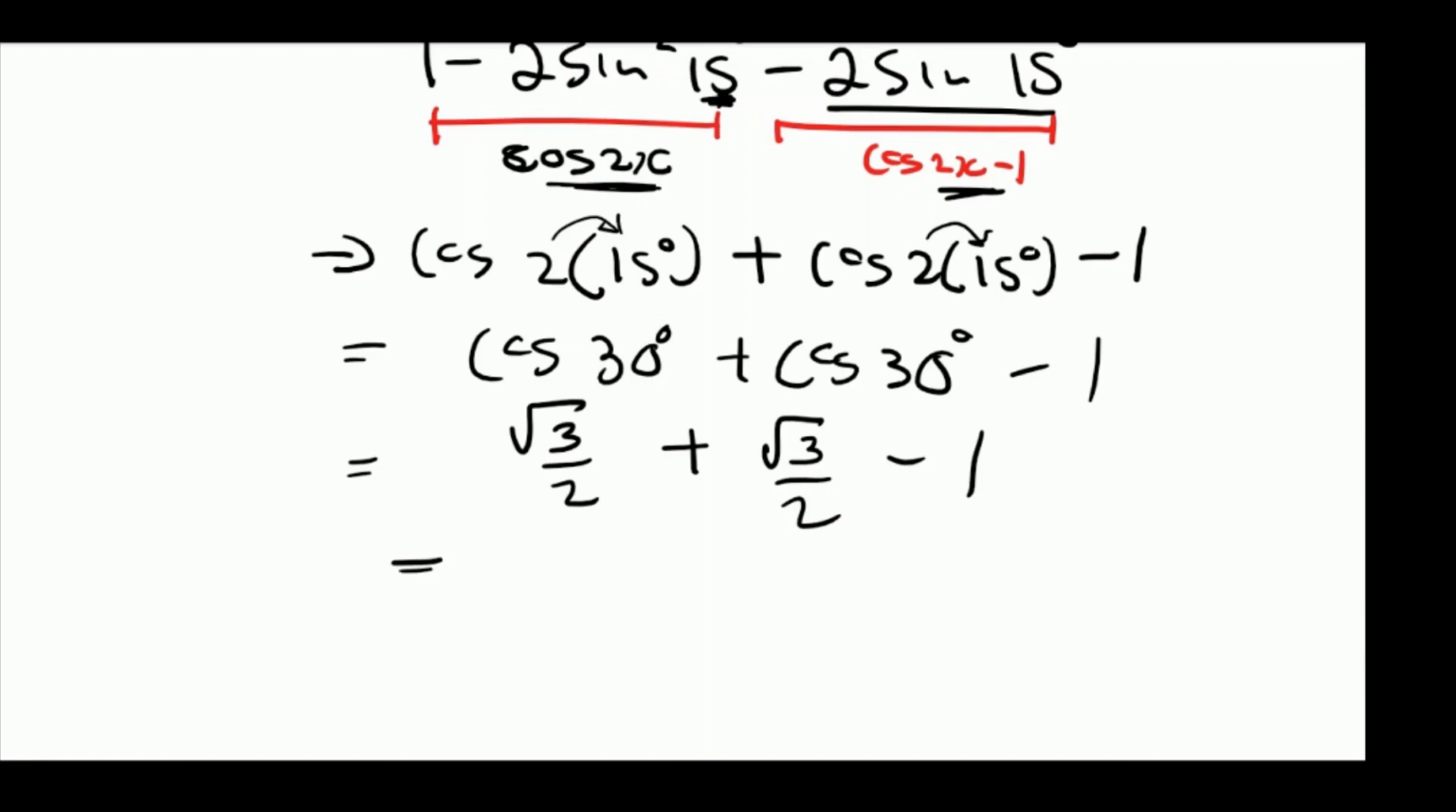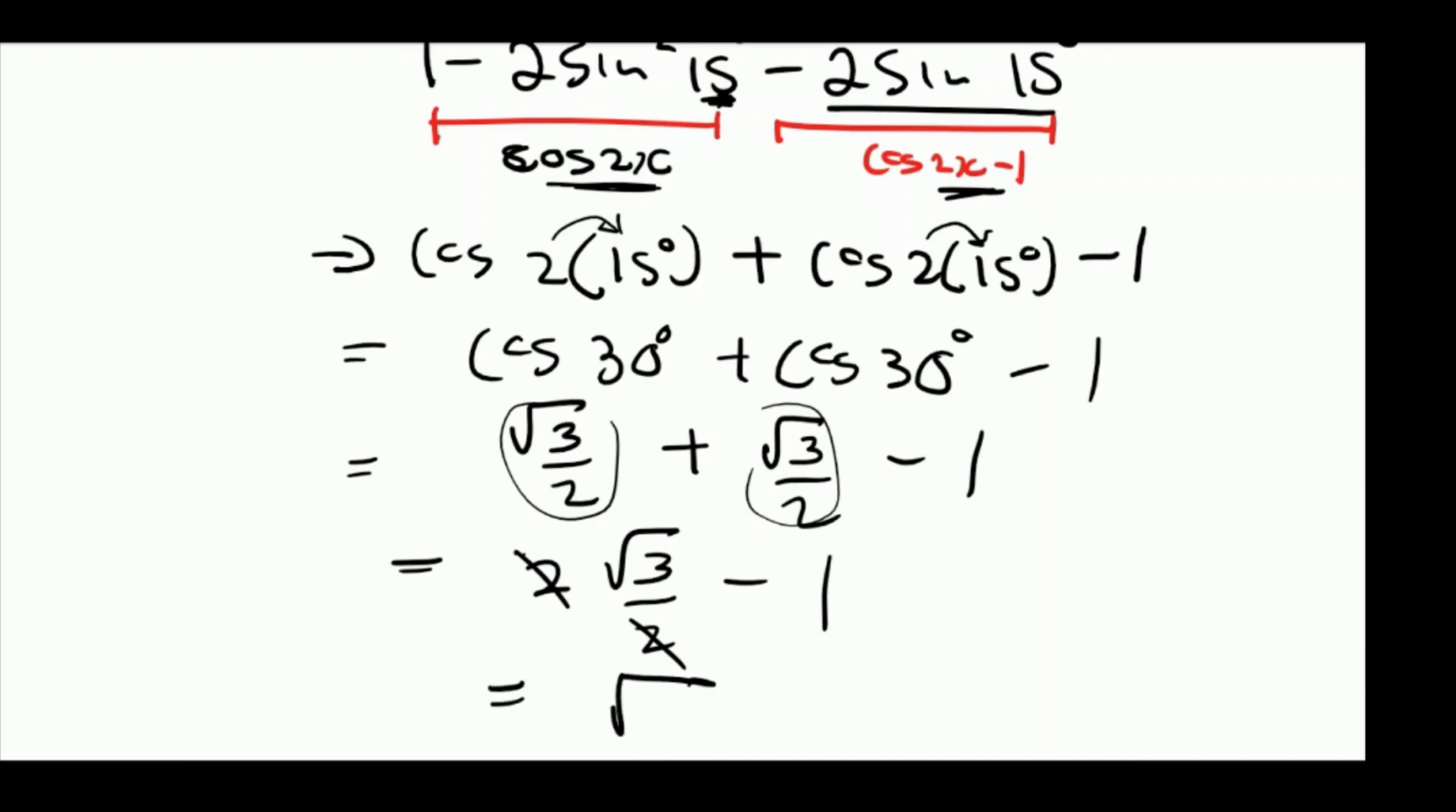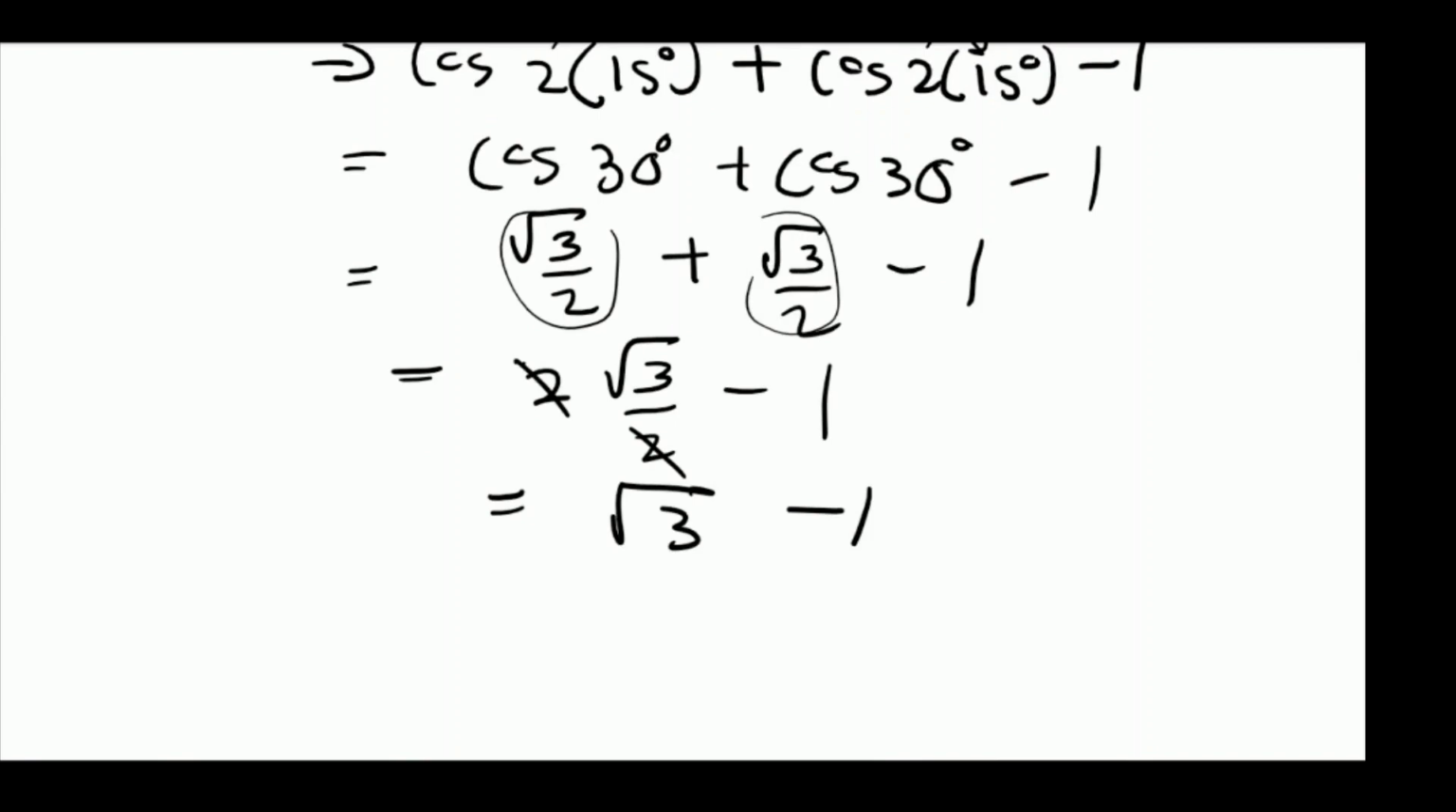So we're just going to add these. You're going to have 2 root of 3 over 2 minus 1. This 2 will cancel out with this 2, and then you remain with root of 3 minus 1. So this is going to be your solution of this problem here, root of 3 minus 1.